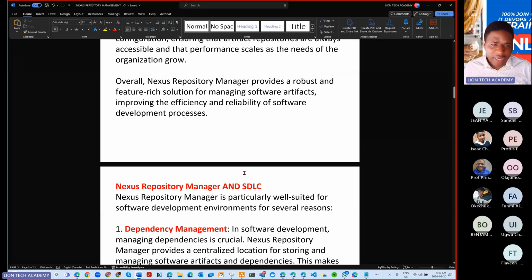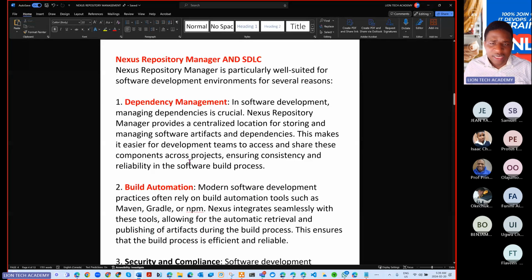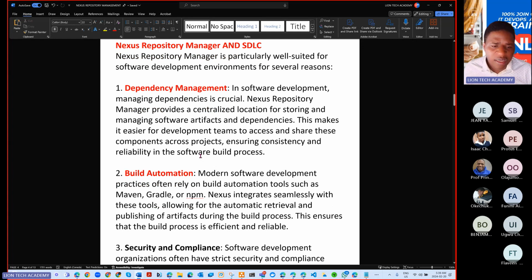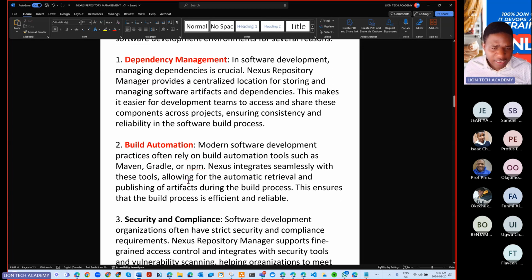So again, let's now look at Nexus Repository Manager and the software development lifecycle. What does it provide? Or how does Nexus feature in the software development lifecycle? That's what we are looking at. Nexus Repo Manager is suited for software development environments for several reasons. It provides dependency management. Of course, we will look at that later. Again, build automation? Yes.